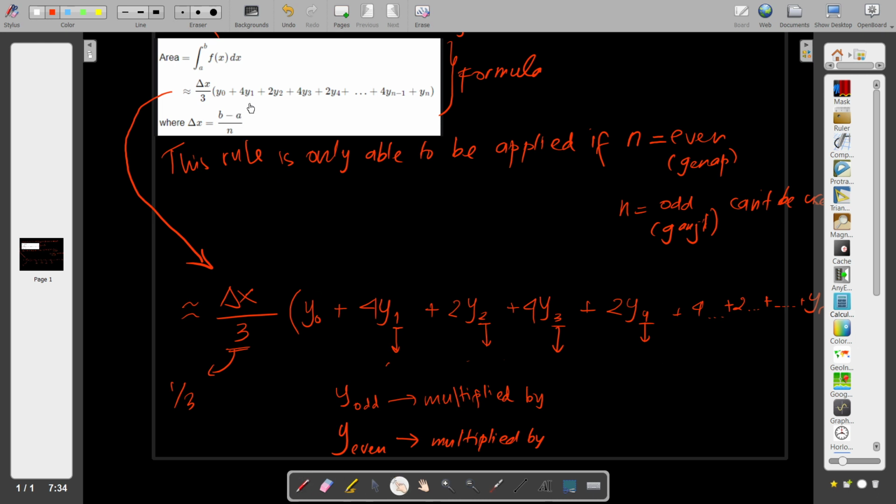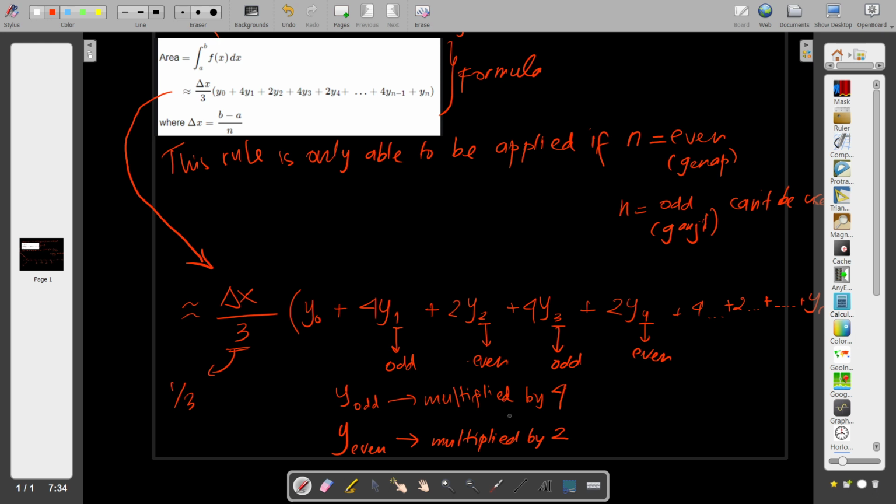So y1 times 4, so it must be odd here, ganjil, and then even, odd again, or ganjil, and then this is even. So when the sub number of y is odd, then it is multiplied by 4, and when the sub number of y is even, then it is multiplied by 2. Okay, so this is the pattern.